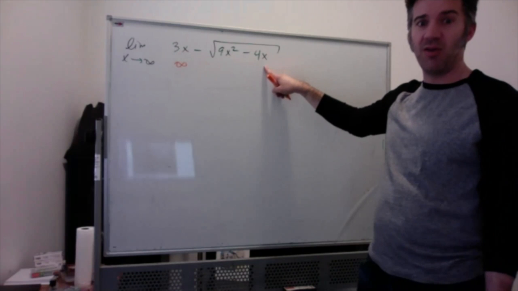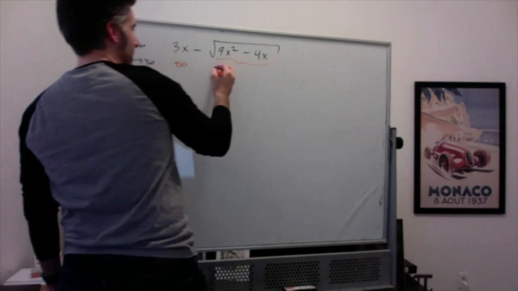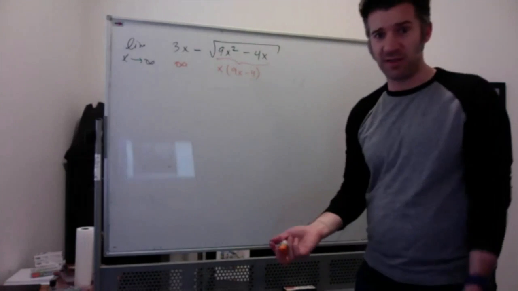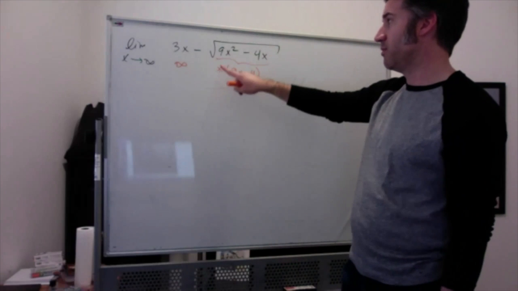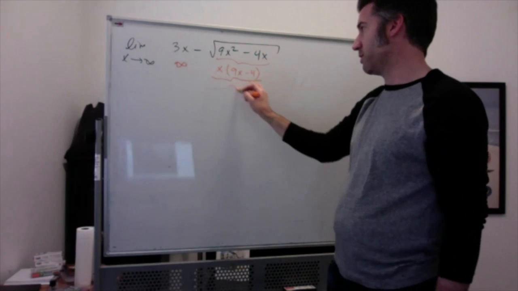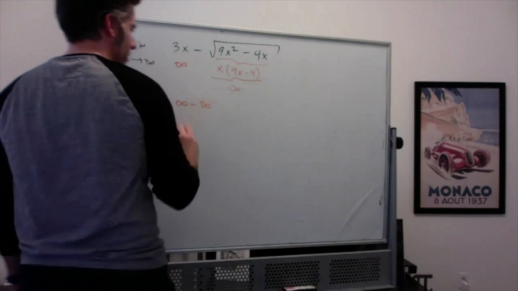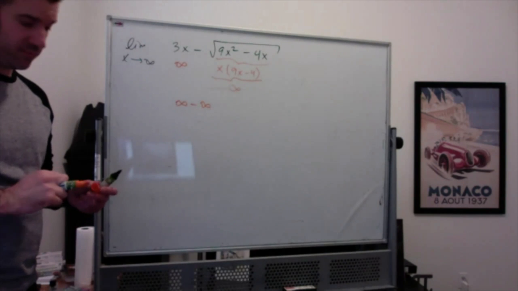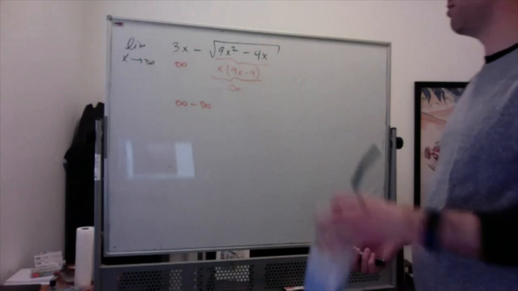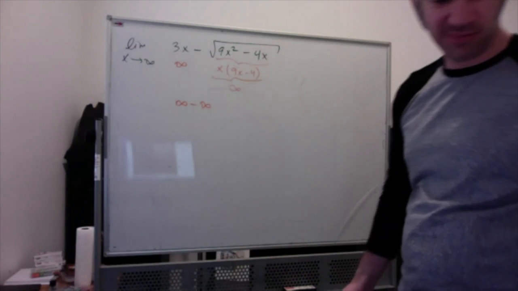Alternatively, if you don't like that explanation, you can write the insides here as x times 9x minus 4. And then you can definitely justify that as x goes to infinity, you get infinity times infinity, which is infinity. So this part is going to infinity. So we have the dreaded infinity minus infinity indeterminate form. And it is indeterminate. And I think our answer here is going to end up being like 1/6.